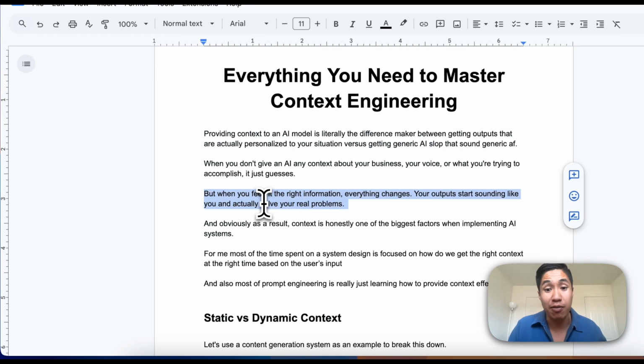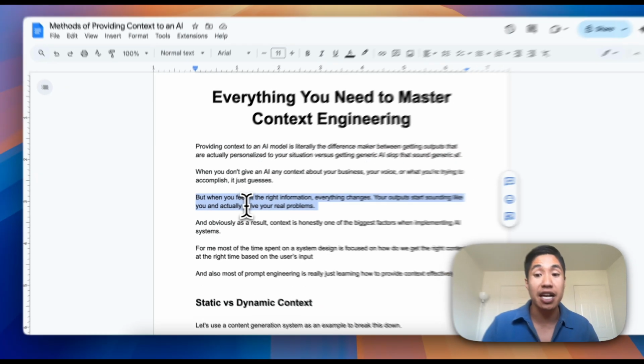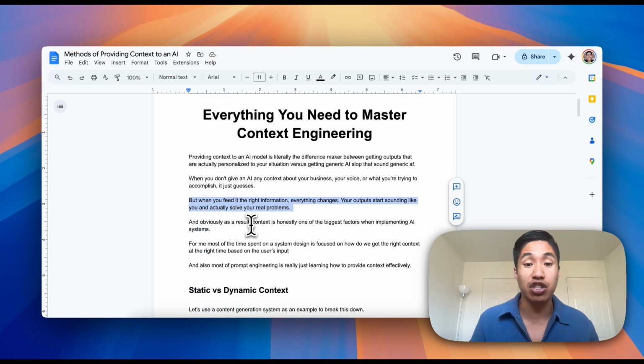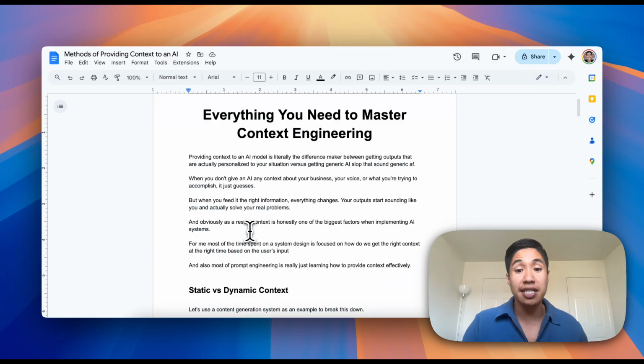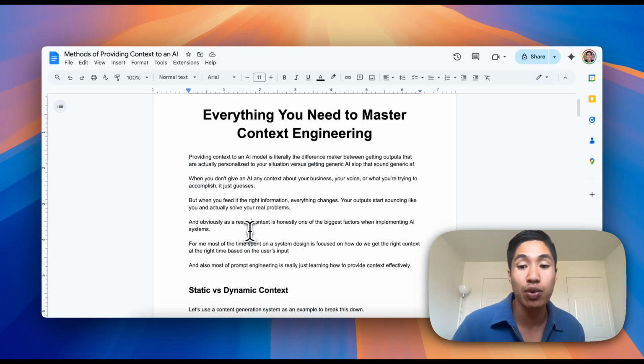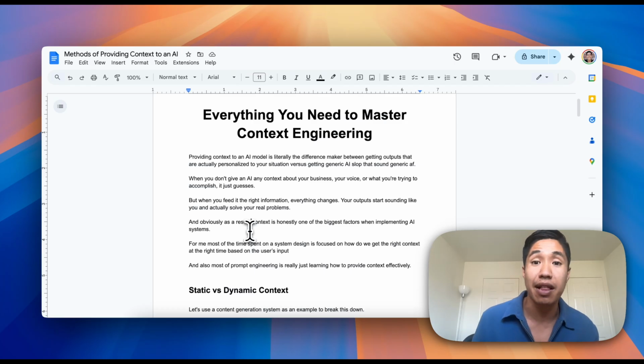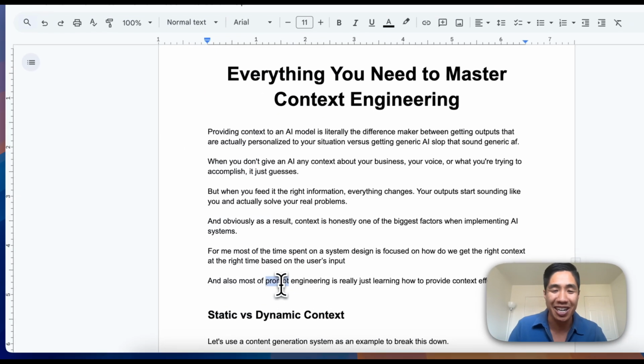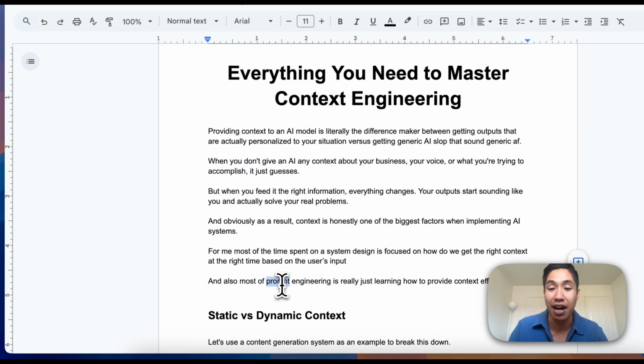When you feed it the right information, everything changes. Your outputs actually start sounding like you, and you actually start solving your real problem the way you want it to. And obviously, as a result, context is one of the biggest factors when implementing AI systems. For me personally, most of the time spent on a system design is focused on how do we get the right context at the right time based off of the user's input. And also, most of prompt engineering is really just learning how to provide context effectively.